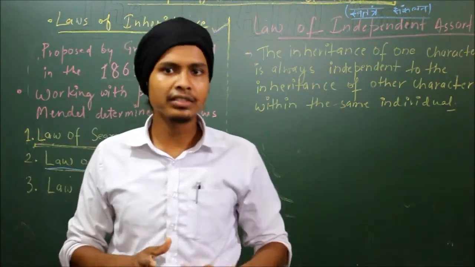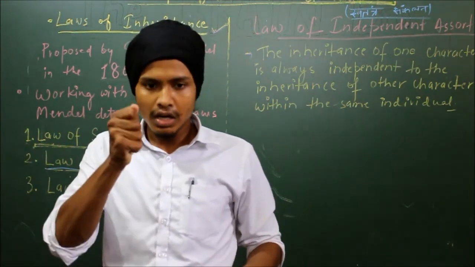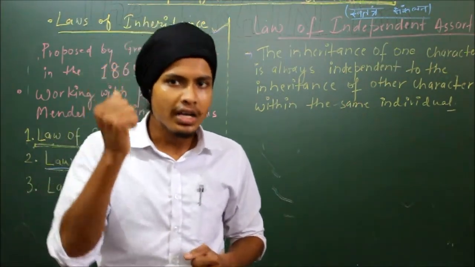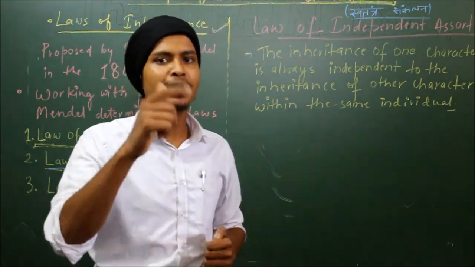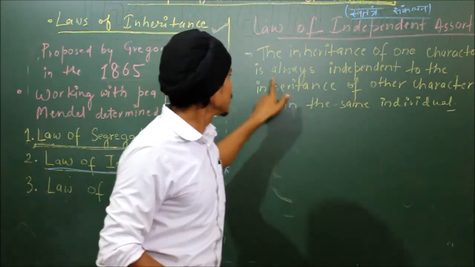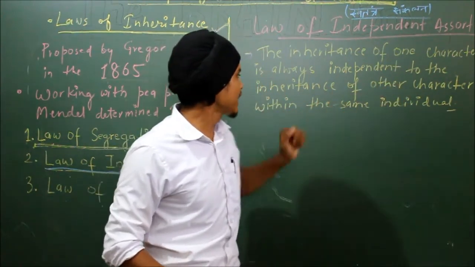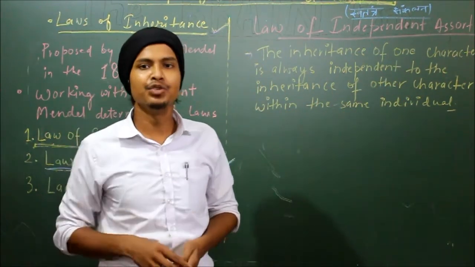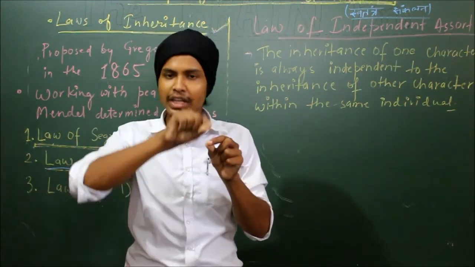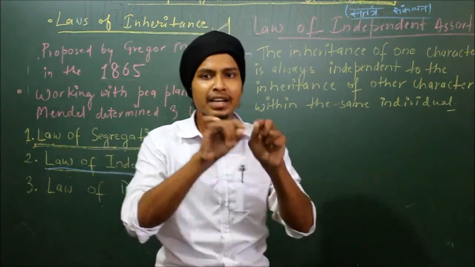Even siblings are not identical due to this random segregation or random assortment of the alleles in a gamete. So this law states that inheritance of one character is always independent of the inheritance of another character within the same individual. That is, one allele is completely independent of the allele of another gene, and it does not contaminate it.